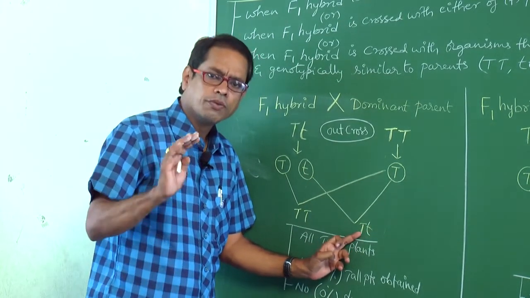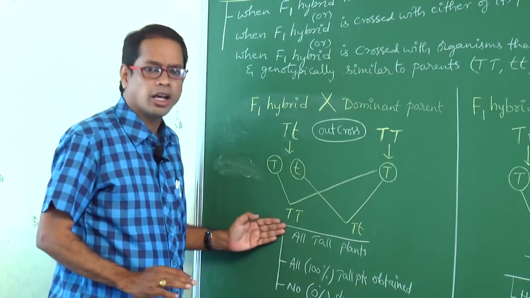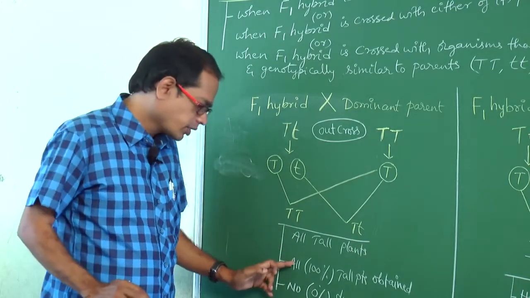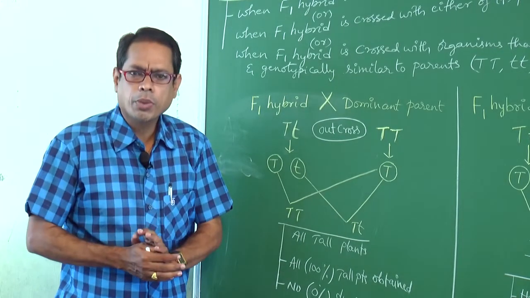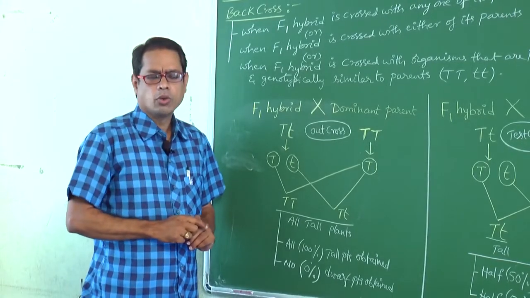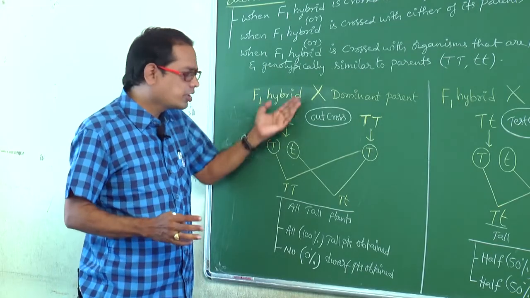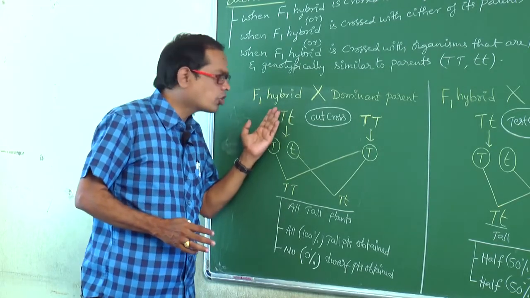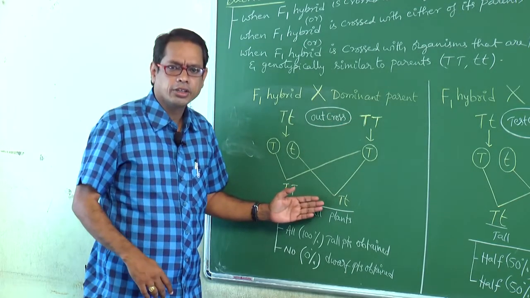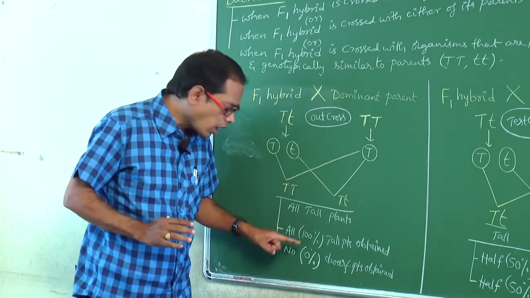This is also phenotypically tall. That means all tall plants are obtained. All means 100% tall plants are obtained. What will be the number of dwarf plants here? No dwarf plants are obtained in this cross. When F1 hybrid is crossed with a dominant parent, all tall plants are obtained and no dwarf plants are obtained.